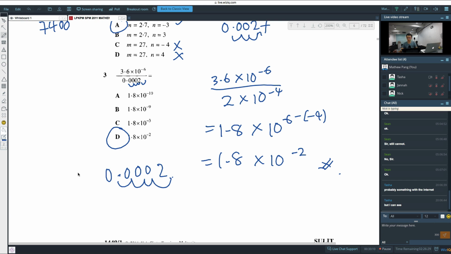Yeah, Sean, or you try to use another browser to open, like Internet Explorer or Firefox. See whether you can see it or not, because I'm not sure what is happening right now. Yeah, you can try a different method.